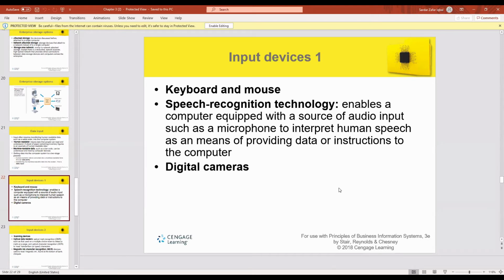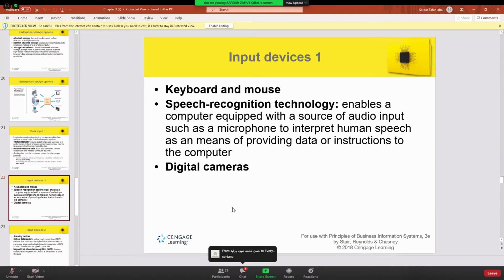So speech recognition technology, are you familiar with that? Yes. Have you used these? Is it like Siri on the iPhone? Yes, the same as that one. Even in your computers, in every computer with Windows, they have this option. So you can speak, and you can give the instruction without writing, just using your audio.